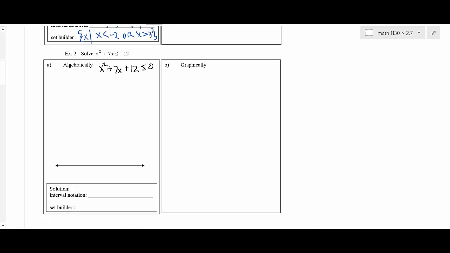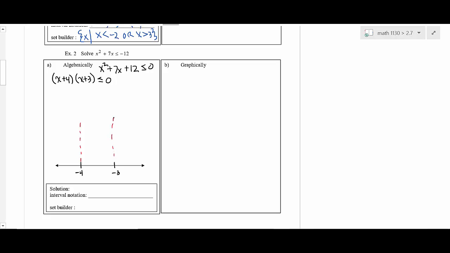Now you want to factor. Most of these problems are set up so you can factor them. So you would have x plus 4 times x plus 3. Now that would be less than or equal to 0. So what are the two solutions? -4 and -3. Good. So that means in your sign chart, you have -4, you have -3. So those are going to be the two regions, or the three regions you're interested in.